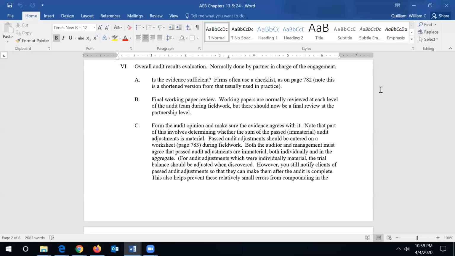Then, in C, we will form the audit opinion and make sure the evidence agrees with it. And we can note that part of this involves determining whether the sum of the past or immaterial audit adjustments is material. We say past audit adjustments because we passed up taking action on them when we found them because they were immaterial individually. We should still keep track of them because the total amount might just be material. So that's why I say back here in the notes, the past audit adjustments should be entered on a worksheet during field work, so keep track of each one. And both the auditor and management must agree that past audit adjustments are immaterial, both individually and in the aggregate.